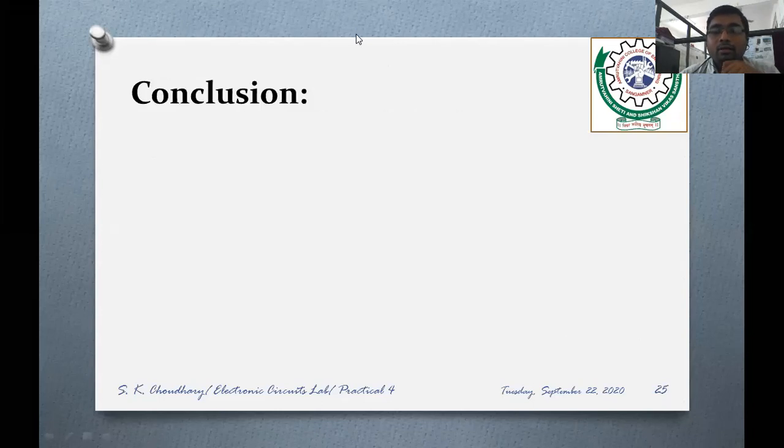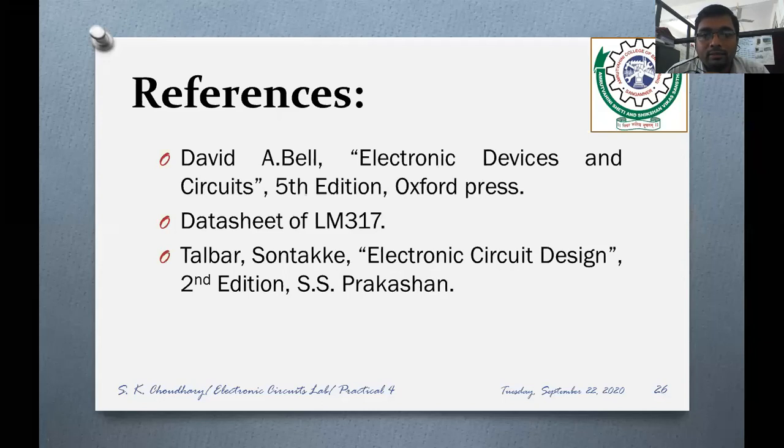Now we just have to conclude this practical, that we have achieved our objectives. First of all, we have designed the adjustable voltage regulator for the given specification, from 3 volt to 12 volt output, and then we have verified the theoretical value with the practical one, and we have found that it is nearly the same. So in this way we can say that we have achieved our outcome.